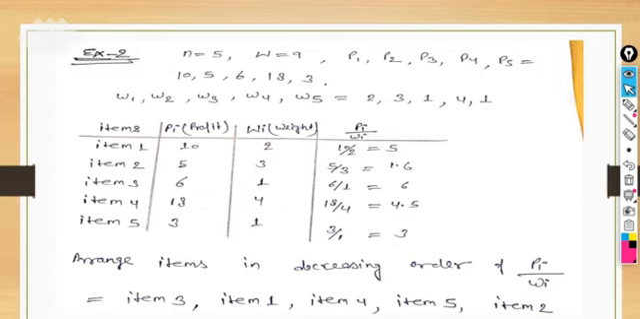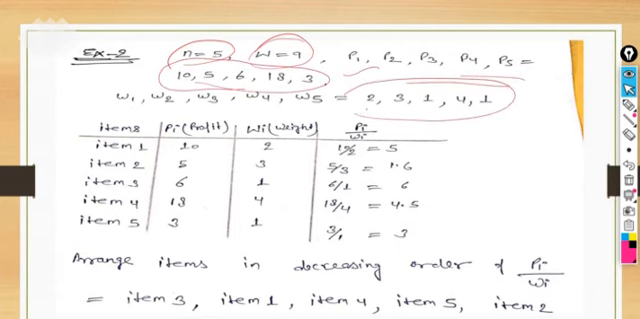So we have one more example here. N, the number of items, is 5, the knapsack weight is given, the profit of all 5 items is given, and the weight of all 5 items is given. We have written all these things in a tabular representation, items 1 2 3 4 5 with respect to profit and weight. First task: find the profit per unit weight. So 10 divided by 5, pi divided by wi.